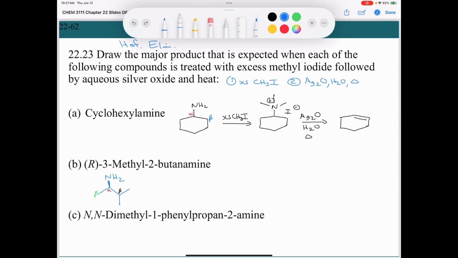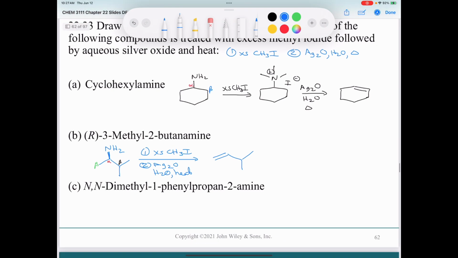And so let's write out our conditions. Step 1 is going to be excess methyl iodide. Step 2 is going to be silver oxide, water, and heat. And that's going to give me this compound. So that's going to be 3-methyl-1-butene.